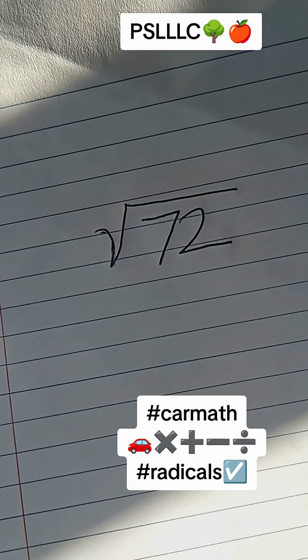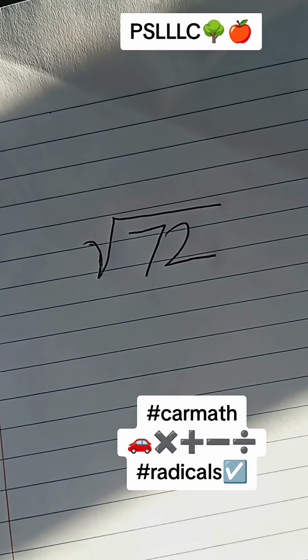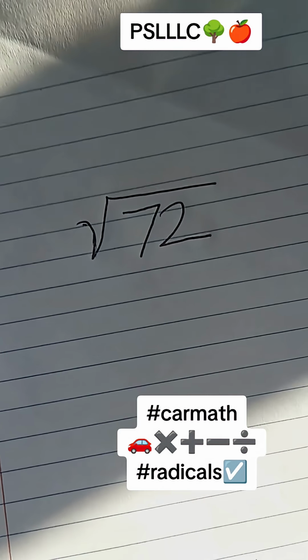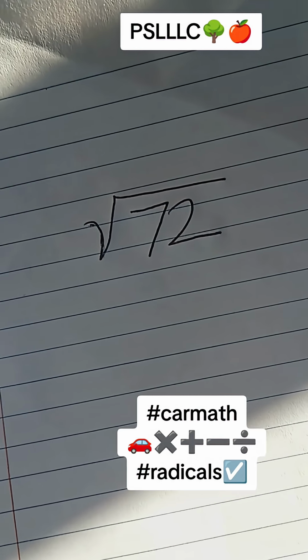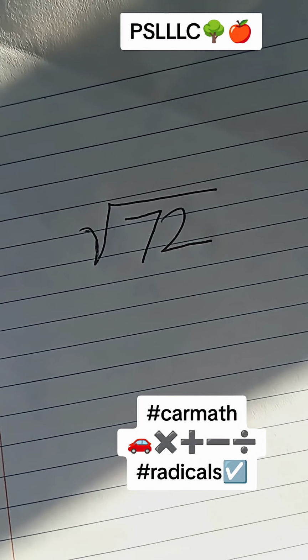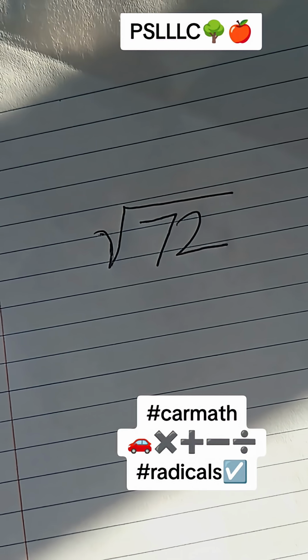Okay, so it's time for another math lesson in the car. Just a spur of the moment thing. This is going to be simplifying radicals when the number inside the radical is not a natural square number.